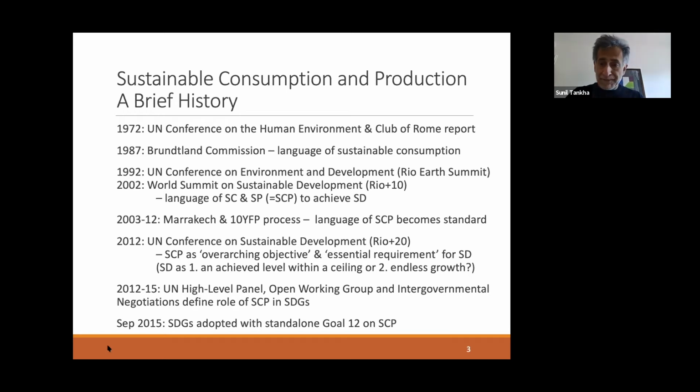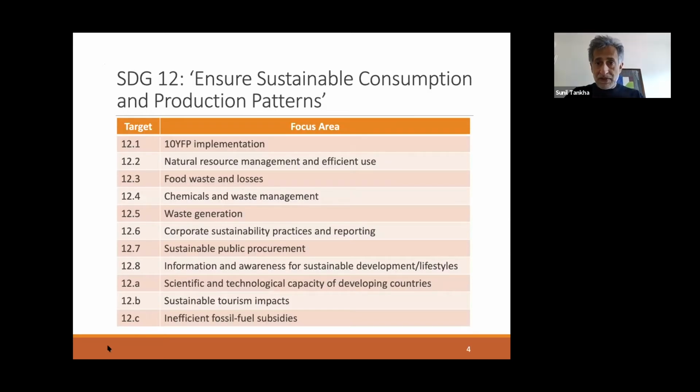Now, coming to the SDGs in particular, I'll put the slide up to show you the basic areas on which SDG 12 focuses. It focuses on natural resource management, food, chemicals, waste, and practices of reporting, practices of procurement, and information sharing about these issues.